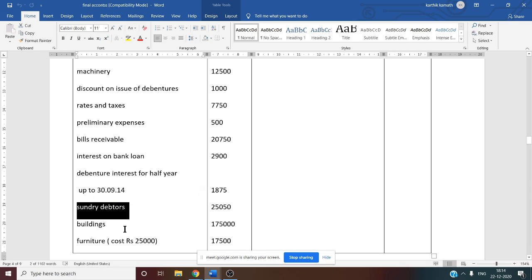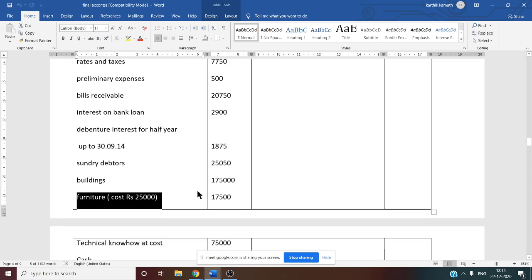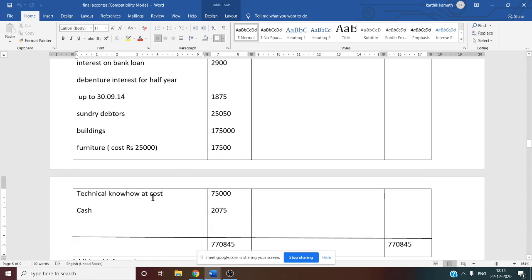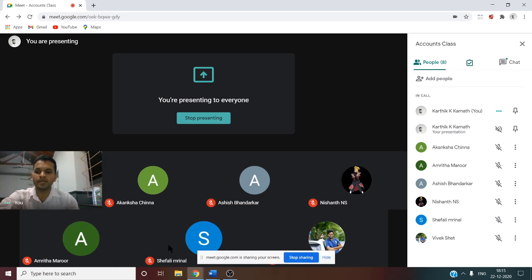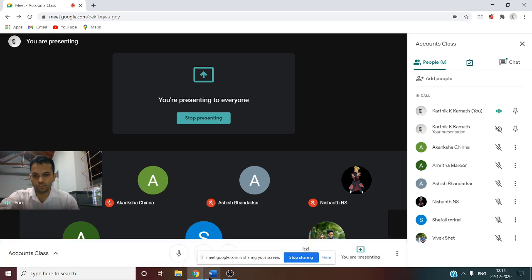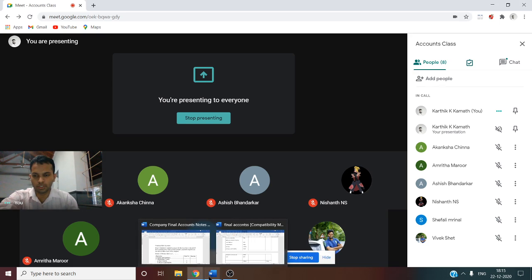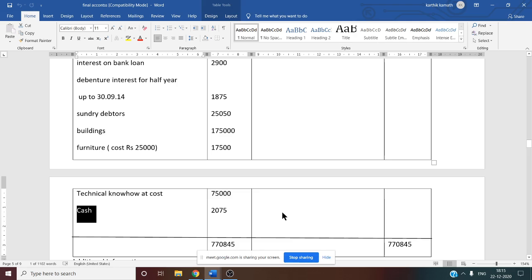Sundry debtors, trade receivable, working note number, you have to see whether it is 18 or not. Building, working note number 11, fixed asset. Furniture, again fixed asset. Technical know-how, we can also consider under fixed asset, working note number 11. Cash is cash and cash equivalent, working note number 19. There you have to show this information. So now we have seen all the debit side information. Now let us see the credit side information.